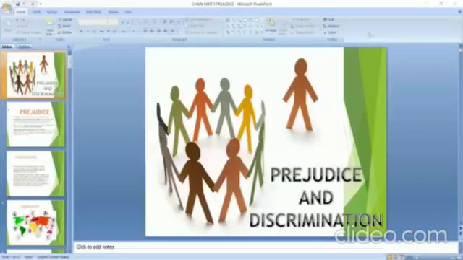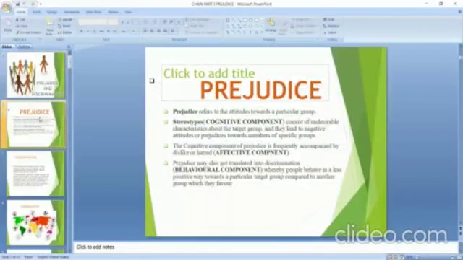Discrimination. Prejudice and discrimination. I hope this slide is clear to you. You can see the slide clearly. Okay, we will first be doing what is meant by prejudice.